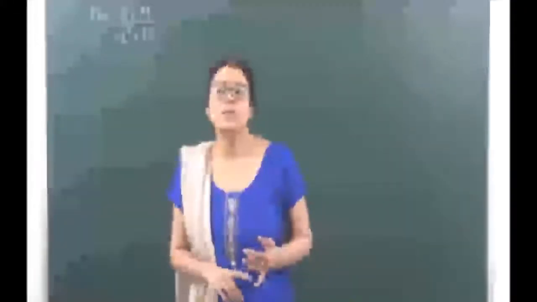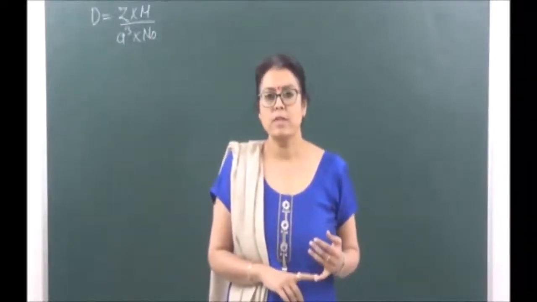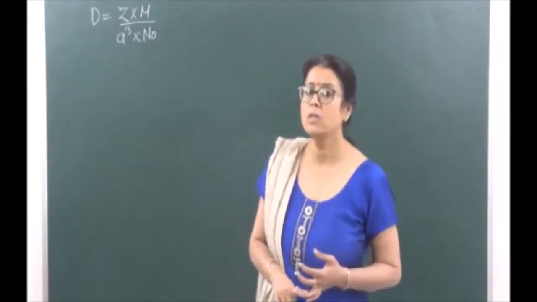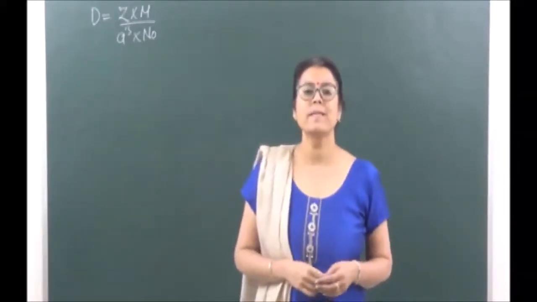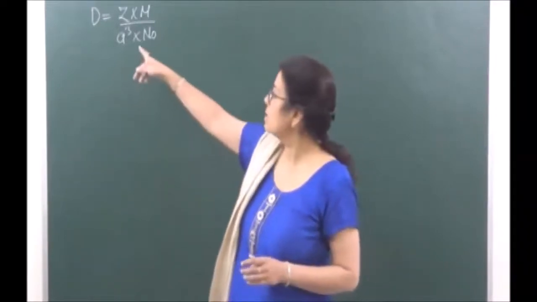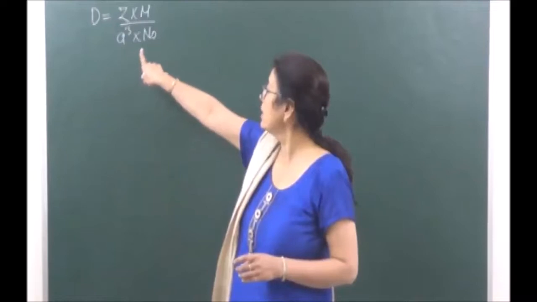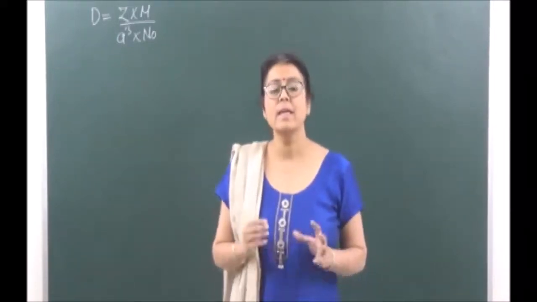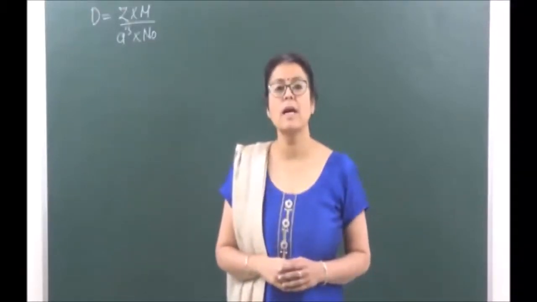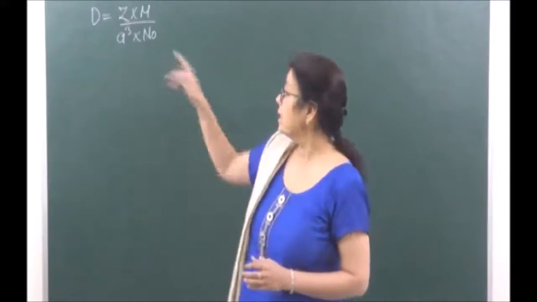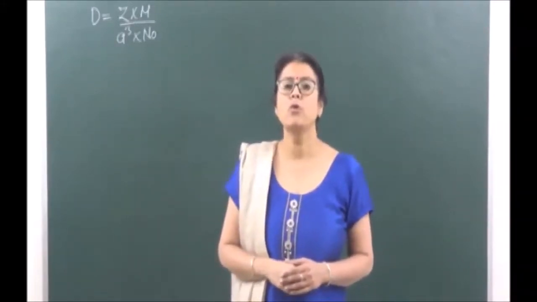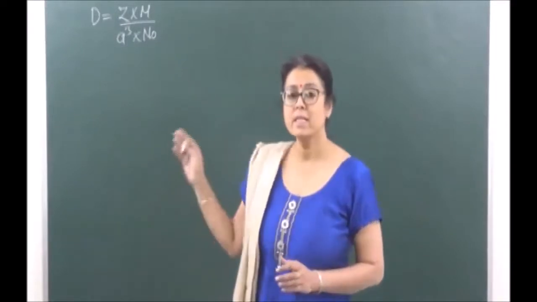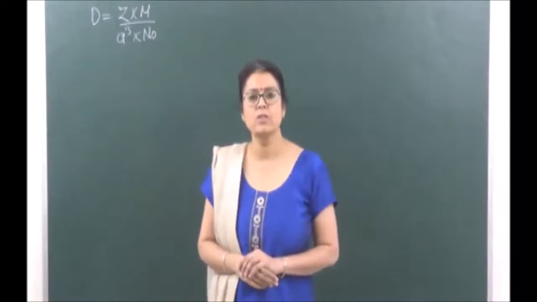In the last lecture, we did certain formulae which were important with respect to numerical questions which come in your exams. One very important formula was that of density: how we calculate the density of a crystal. The density of the crystal is equal to Z into M upon A cube into N naught, where Z is the number of constituent particles present in any unit cell, M is the molar mass or the atomic mass of the constituent particles, A is the edge length, so A cube is the volume of the crystal, and N naught is Avogadro's number. Based upon this formula, we are going to discuss certain questions in today's class.